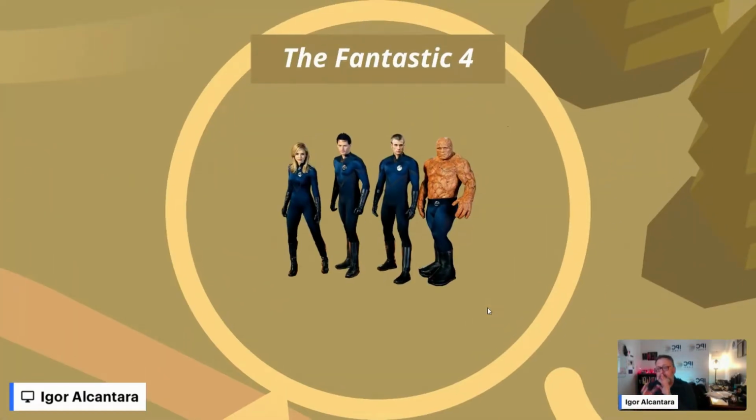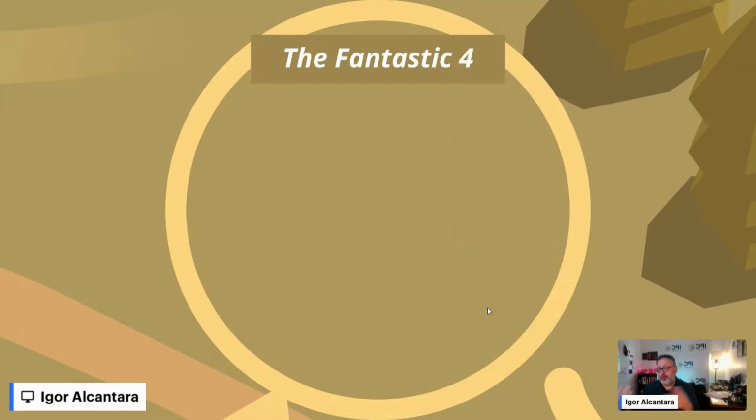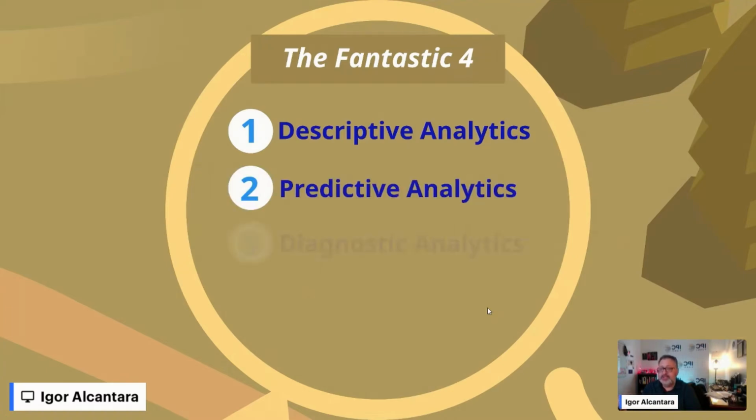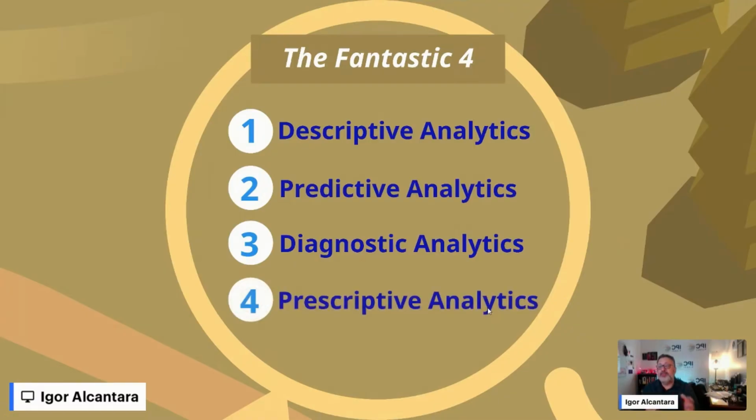So let me talk to you about the Fantastic Four, not these Fantastic Four, but the Fantastic Four in analytics. And it's a journey. You might not be at the end of the journey yet. We always start with descriptive analytics, then we go to predictive analytics, to diagnostic analytics, and then to prescriptive analytics. I will explain each one of those. I'll pause a little bit at the end of each one, in case you have questions before we move on to the next step in our journey. And again, I'll ask you to do an exercise and identify where your company is. So let's get started on this journey.